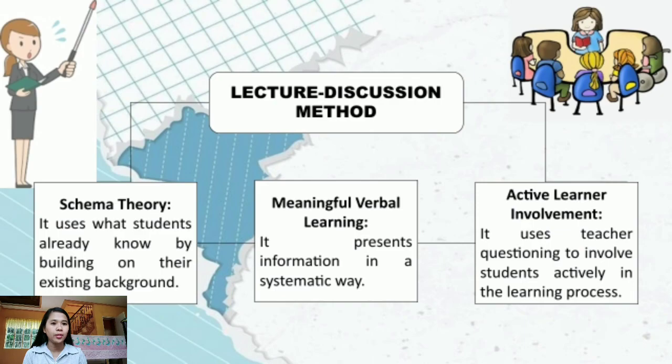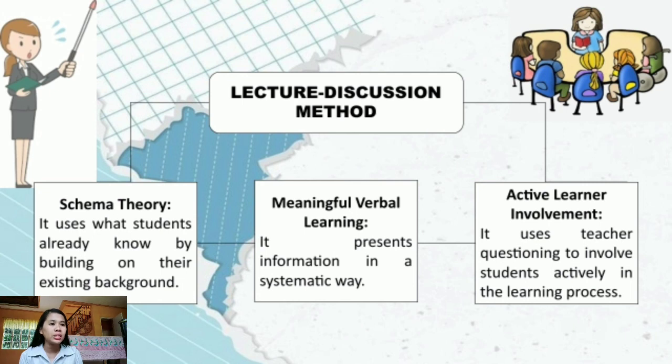The effectiveness of the lecture discussion model comes from three sources, and these are schema theory, meaningful verbal learning, and active learner involvement. Schema theory is a theoretical view of knowledge construction that says that the information people store in memory consists of networks of organized and interconnected ideas, relationships, and procedures. It uses what students already know by building on their existing background.